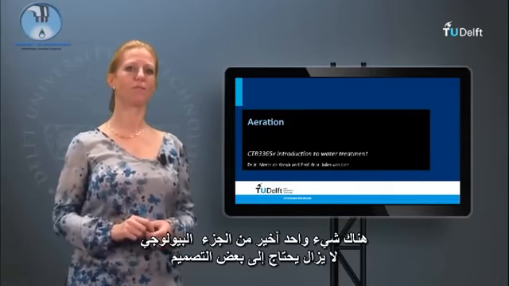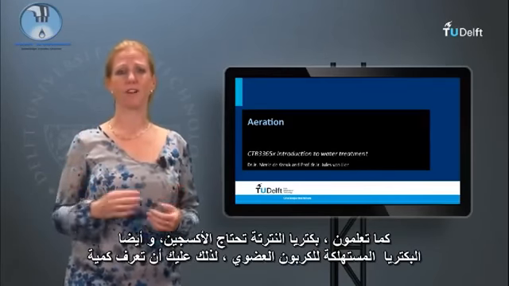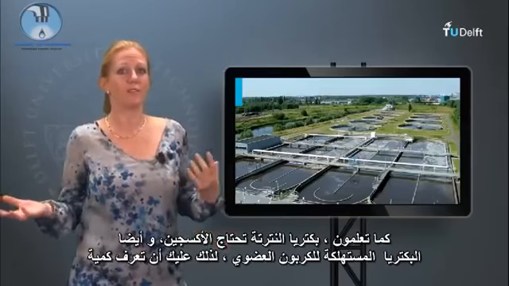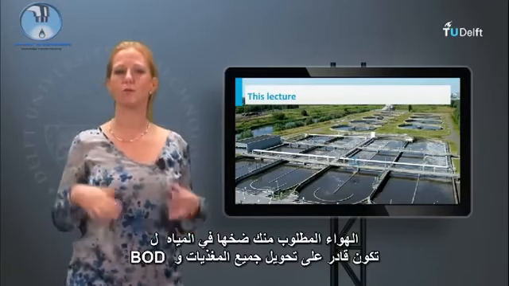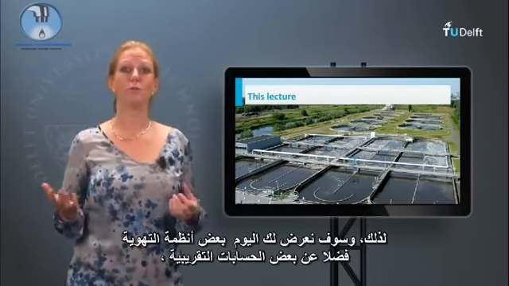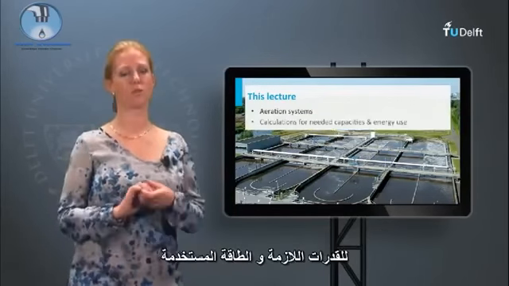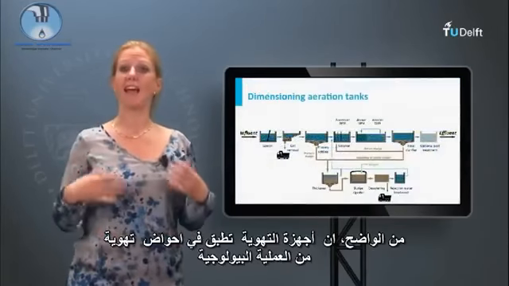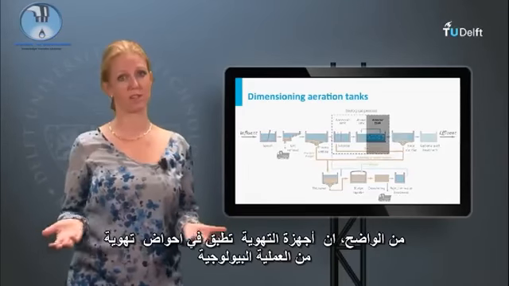There's one last thing of the biological part that needs some design. As you know, nitrifiers need oxygen and also the heterotrophs. So you need to know how much air you have to get into the water to be able to convert all the BOD and nutrients. Therefore, I will show you some aeration systems today, as well as some rough calculations on needed capacities and energy use. Obviously, aerators are applied in the aeration tanks of the biological processes.